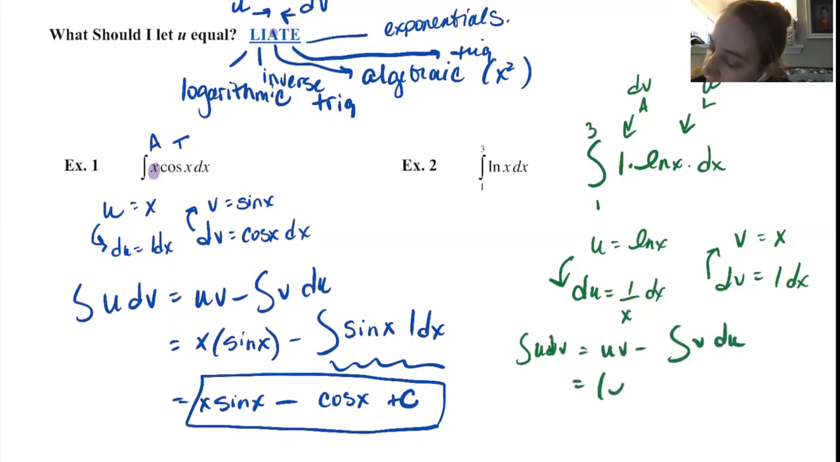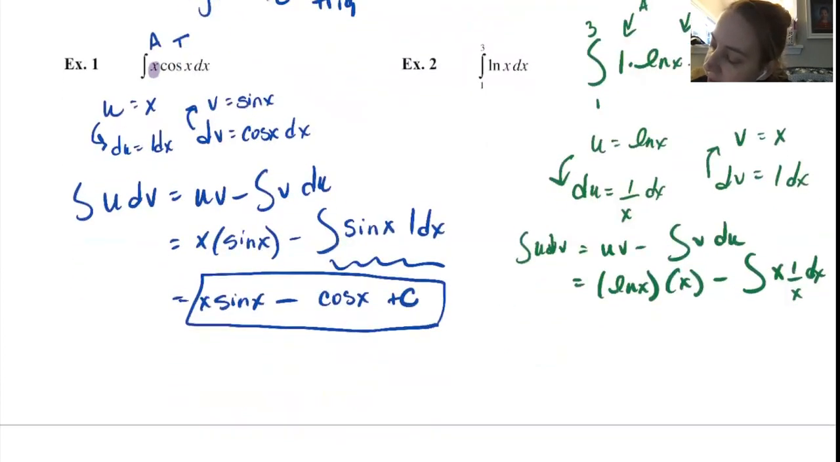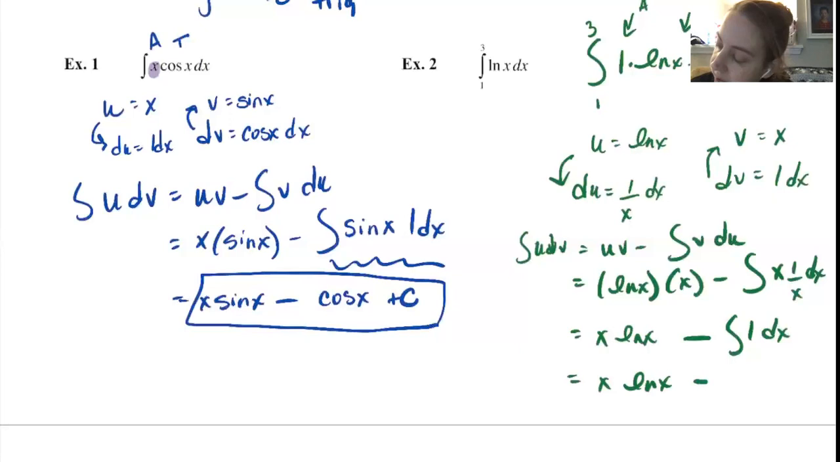So in for the u goes natural log of x, in for the v goes the x, minus the integral of x, and du, check this out, is 1 over x dx. Before I do any calculus, I want to simplify this. So this is x natural log of x minus, well, x times 1 over x is just 1 dx. So I've got x natural log of x minus the integral of 1 is just x plus c.